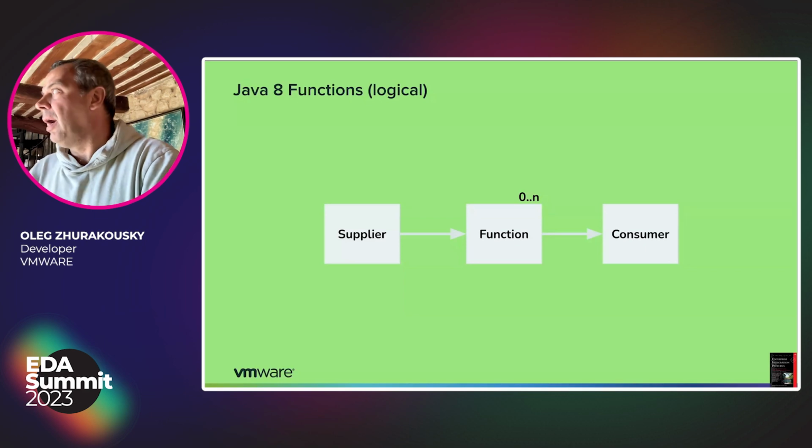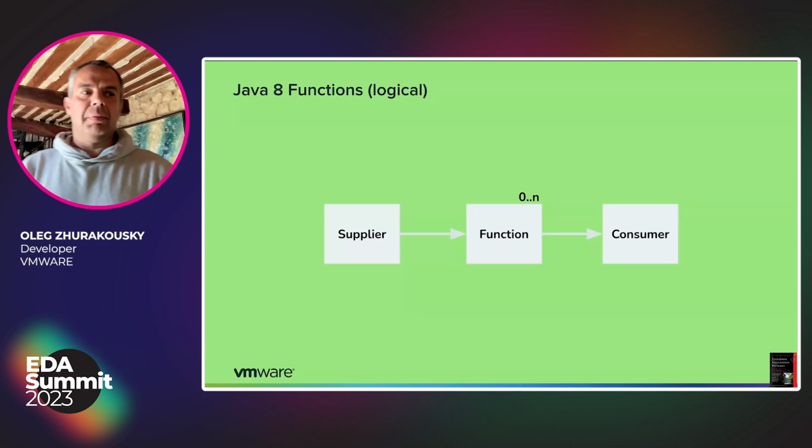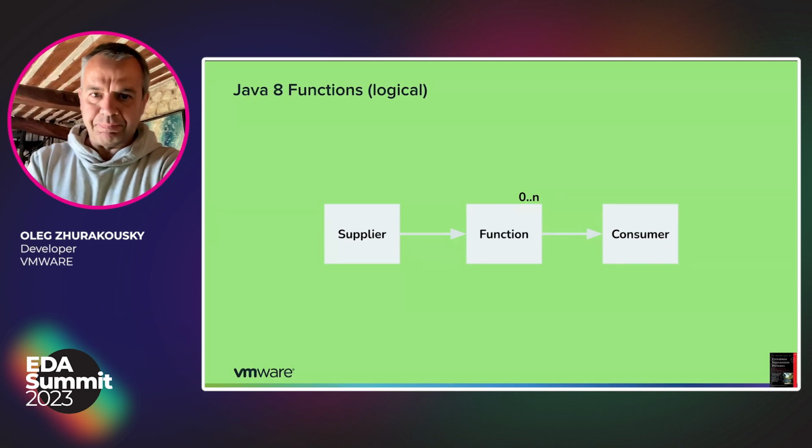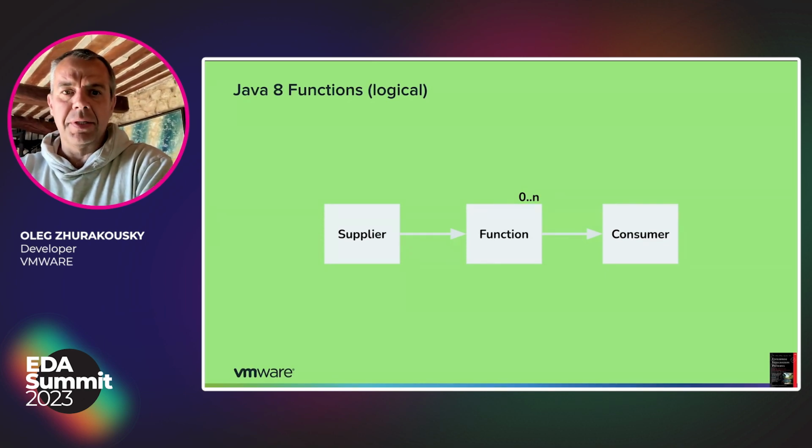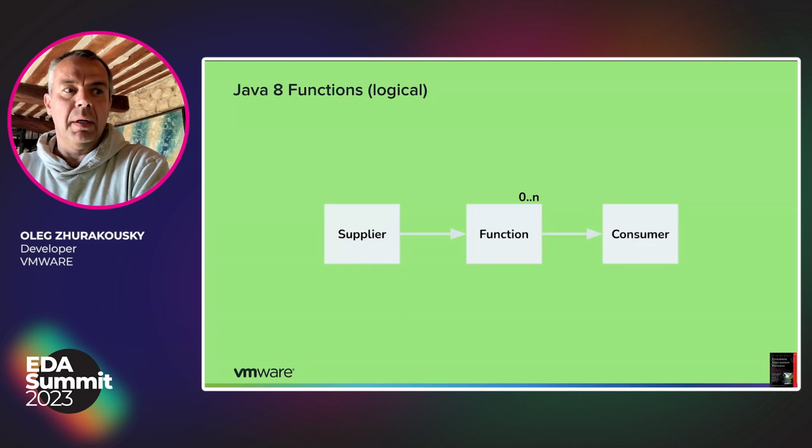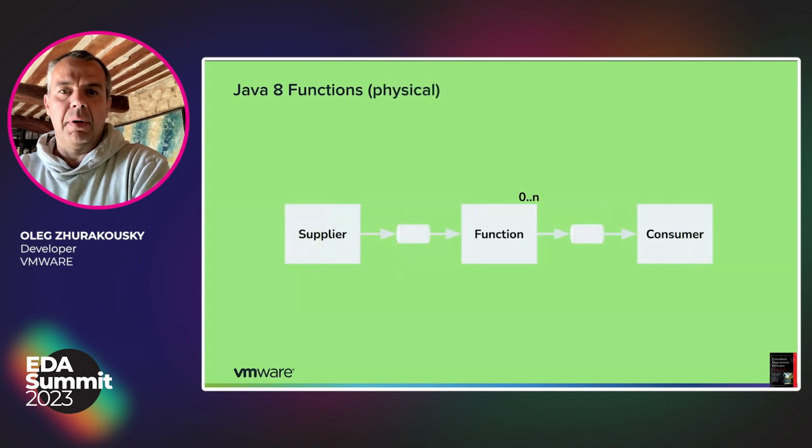And when I say function, I'm not talking about something new. I'm talking about something that we all should be familiar with by now: the Java 8 java.util.function package, which has Supplier, Function, Consumer, and all those interfaces. You can also see that Supplier, Function, and Consumer map pretty much one-to-one to this pattern of source, processor, and sink. And this is the physical diagram that I promised you earlier.